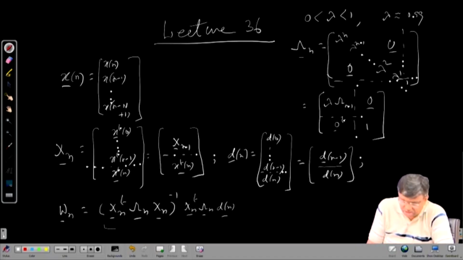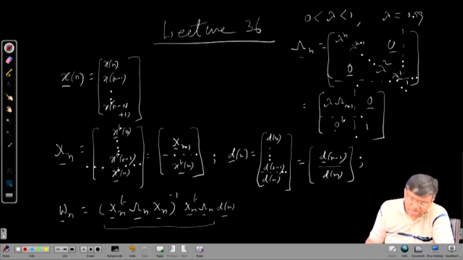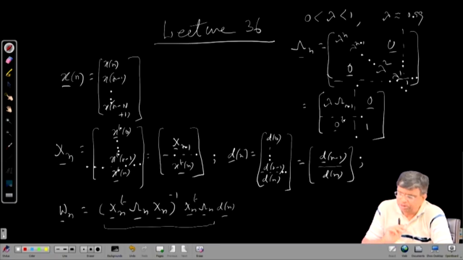This is actually the generalized pseudo inverse of W n. Normally, in pseudo inverse, this lambda is 1, so the lambda n matrix is identity. It is just x n transpose x n inverse, assuming it is invertible, x n transpose. This part is the pseudo inverse. Now, I have brought in that additional factor, the weighting matrix, where the weight factor is lambda. So it is a more generalized version of the pseudo inverse, but that times d n is W n. All right, these were the definitions, and then we worked out further.